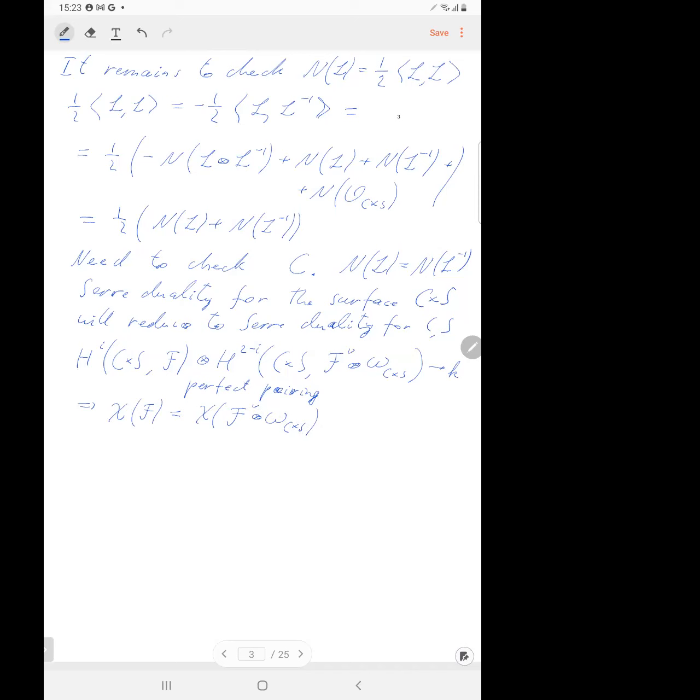But in fact, we need to check that the defect of L inverse is equal to the defect of L tensor the canonical class, right? Because this is decomposable.